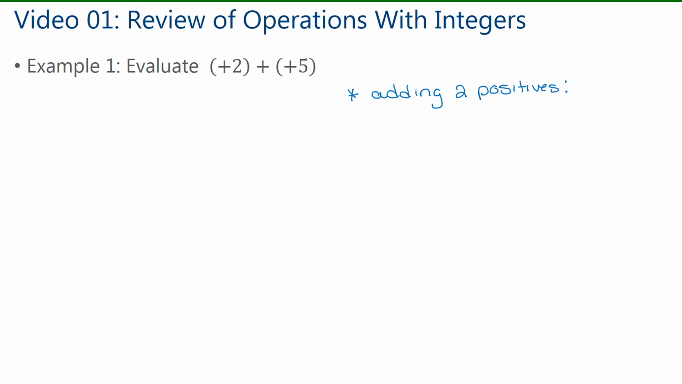So what we do here is we just add the two numbers together, and then you just make your answer positive. So 2 plus 5 is 7. So we write this as positive 7.